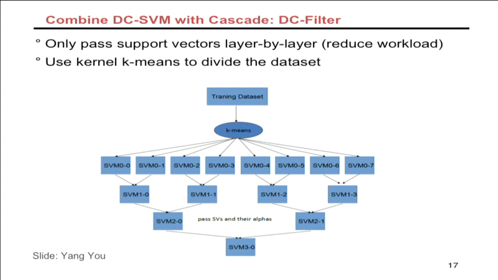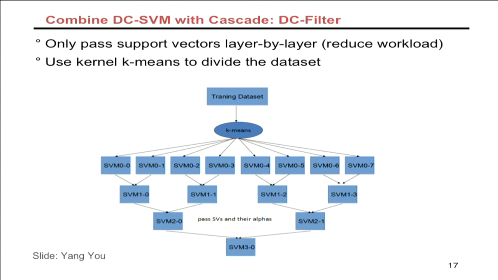So the first attempt is something called a divide and conquer filter algorithm. So in order to not make the algorithm expensive, I use the same idea as Cascade SVM. So I'm only passing support vectors. But in order to be able to prove some accuracy and get better accuracy, I'm using the kernel k-means to divide the data set. So it looks like we're done, except we're not.